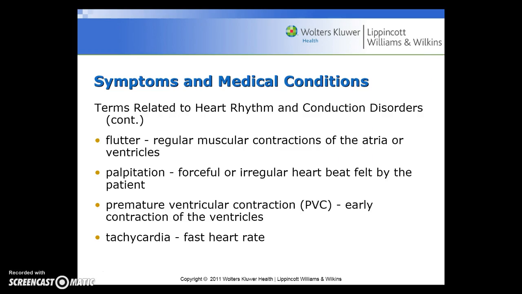Additionally, flutter, I talked a little bit about that, is regular muscular contractions of the atria or ventricles. Palpitation is the forceful or irregular heartbeat felt by the patient. Premature ventricular contraction, or PVC, is an early contraction of the ventricles, and tachycardia is the fast heart rate.